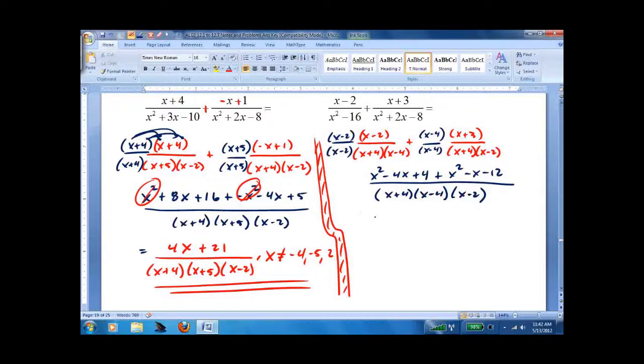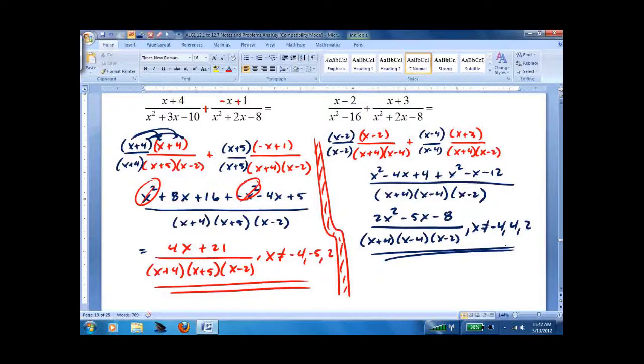Combine the top. Looks like it might factor, but I am not even going to play with it. X cannot equal negative 4, 4, and 2. Very complex stuff. All the steps, it's not too bad. Keep these two problems handy when you're trying other homework problems, and you'll be in good shape. Good luck.